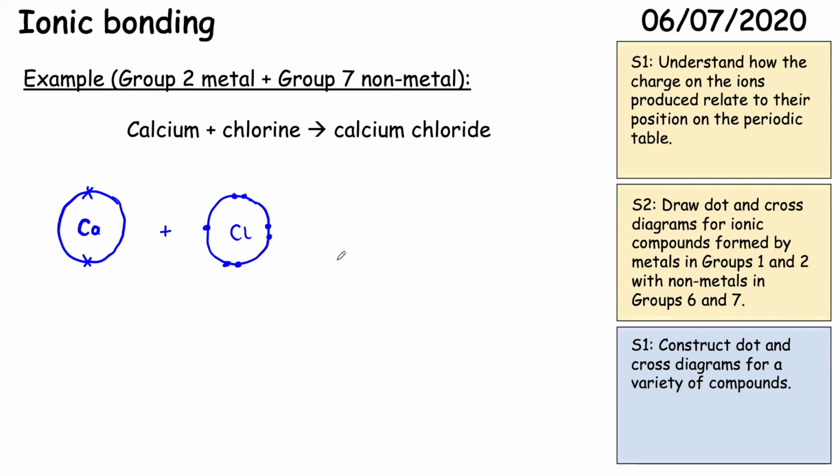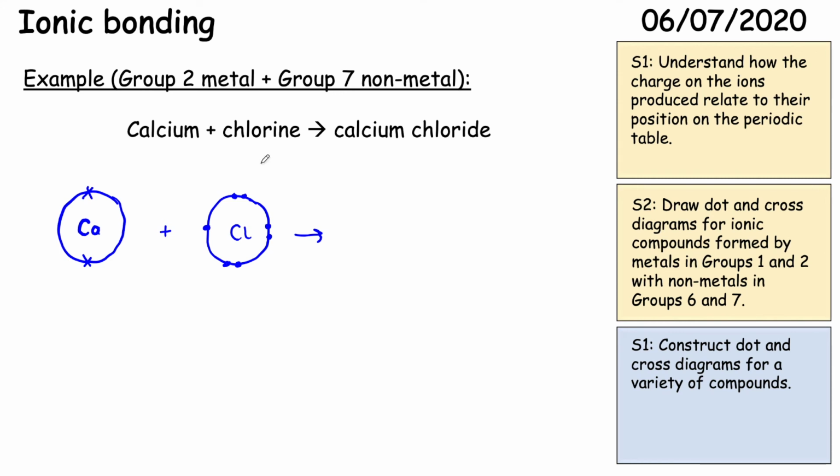And hopefully you spotted that we've got a bit of a problem here. Calcium needs to get rid of these 2 electrons to gain a full outer shell, but chlorine can only accept 1. So I want you to pause the video and have a think about what you might need to do in order to satisfy calcium and chlorine. So pause the video, have a think, and then unpause for the answer.